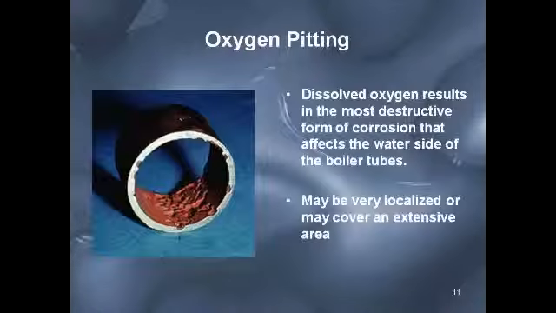Another common problem associated with the lack of a proper boiler water treatment program is oxygen pitting. Dissolved oxygen results in the most destructive form of corrosion that affects the water side of boiler tubes. Even in very small concentrations, oxygen is highly corrosive when present in hot water. Iron oxide generated by the corrosion can also form iron deposits in the boiler. Oxygen pitting may be very localized in a small area, or it may cover an extensive area in the boiler.